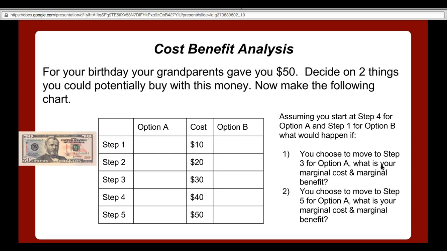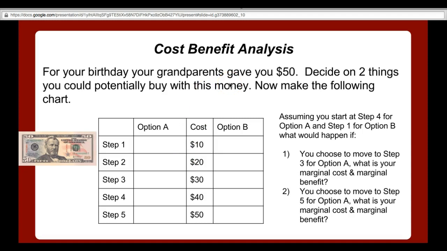Let's assume for your birthday your grandparents gave you $50 to spend. You have to decide on two things you could potentially buy with this money. I said to make the following chart, this option A, option B thing with the costs. And this is an incremental thing because again, we're looking at marginal analysis. We're looking at one more.